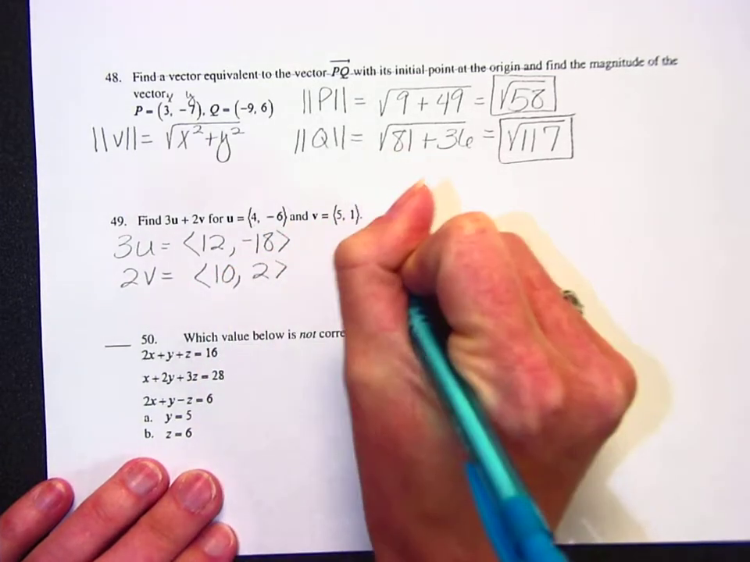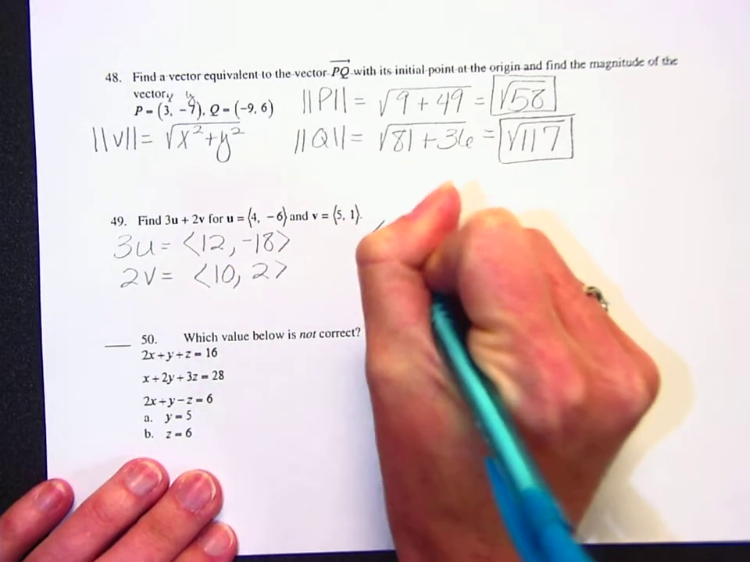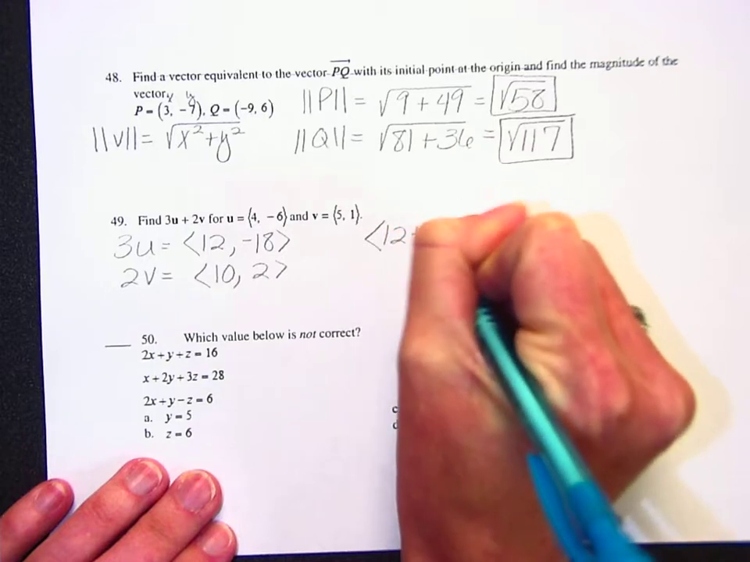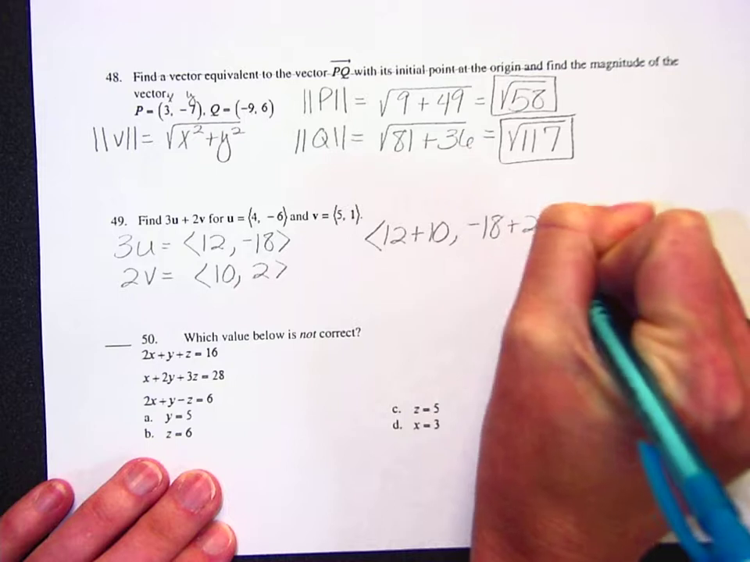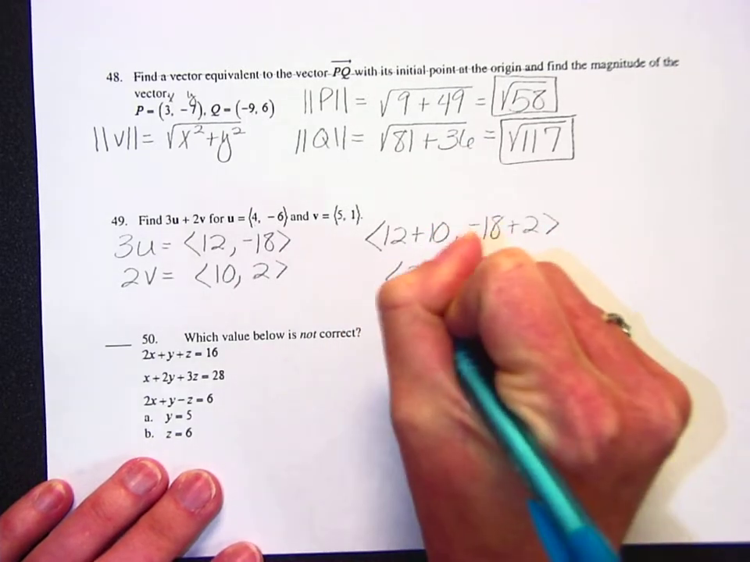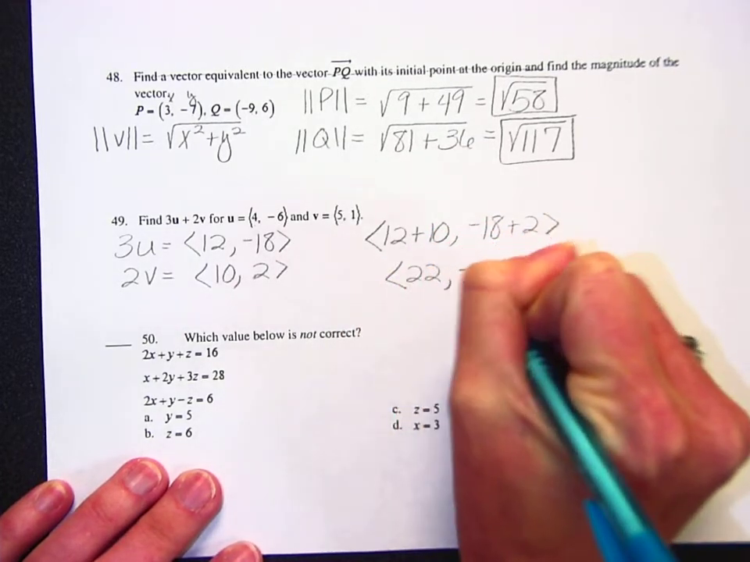All right, so to add vectors together, I'm going to add their x values, and I'm going to add their y values. So that's going to give me the vector 22 and negative 6.